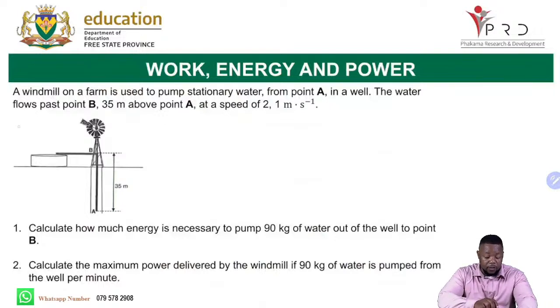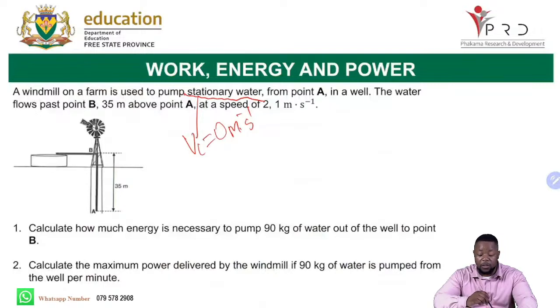Now, if we go quickly into a work, energy and power question, we can look at this question that says that a windmill on a farm is used to pump stationary water. Because we are told that the water is stationary, we know that the velocity of the water is 0 meters per second. This water is at point A in a well, and the water flows past point B. So this water will go all the way to point B, and point B is 35 meters above point A.